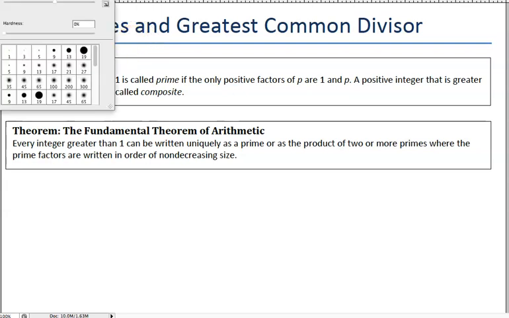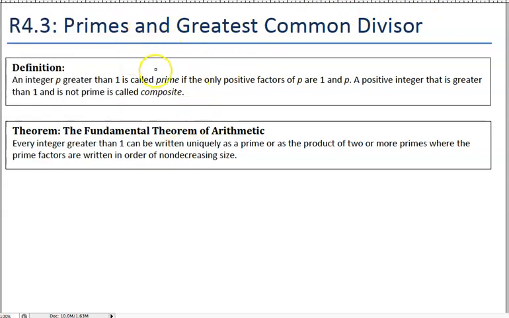Hello. So in this section, we're going to talk about primes and greatest common divisors. Prime numbers have been of interest in math, and in particular number theory, for quite a while. A prime number is an integer that is greater than 1, and it's called prime if the only positive factors of that number p are 1 and itself. A positive integer that's greater than 1 and is not prime is called composite.